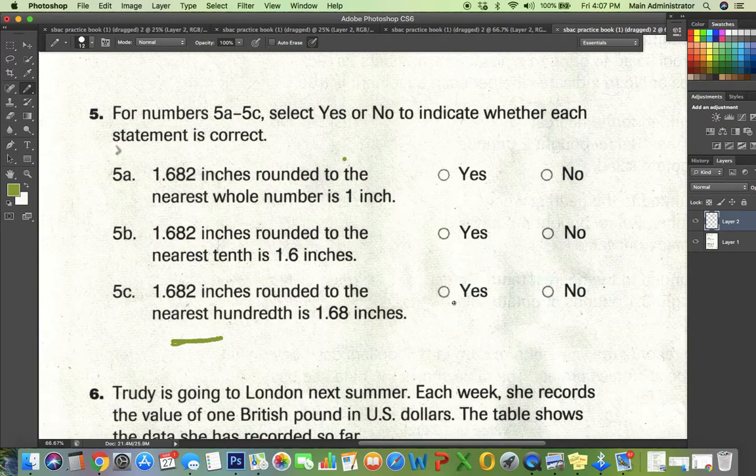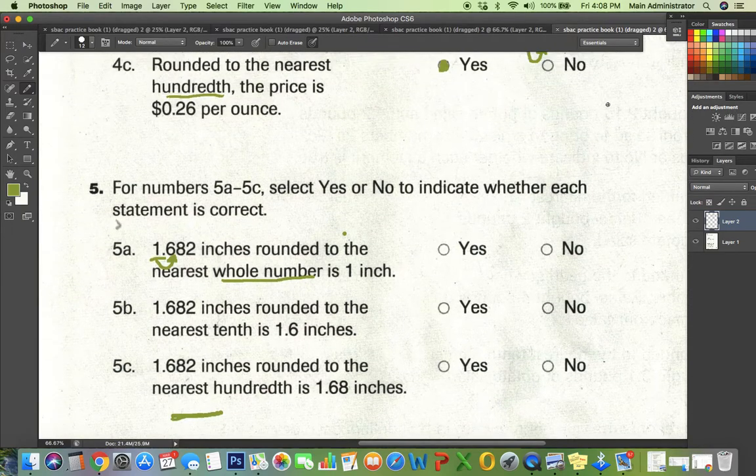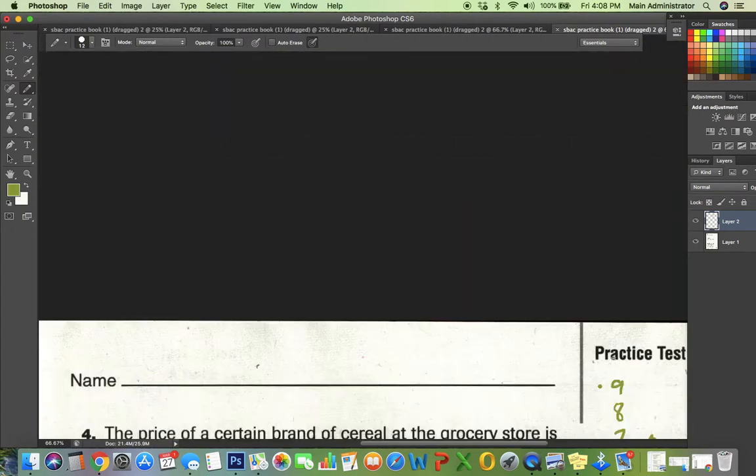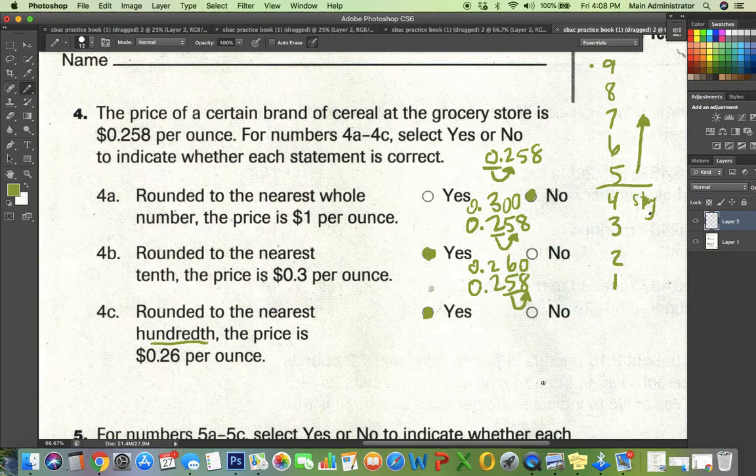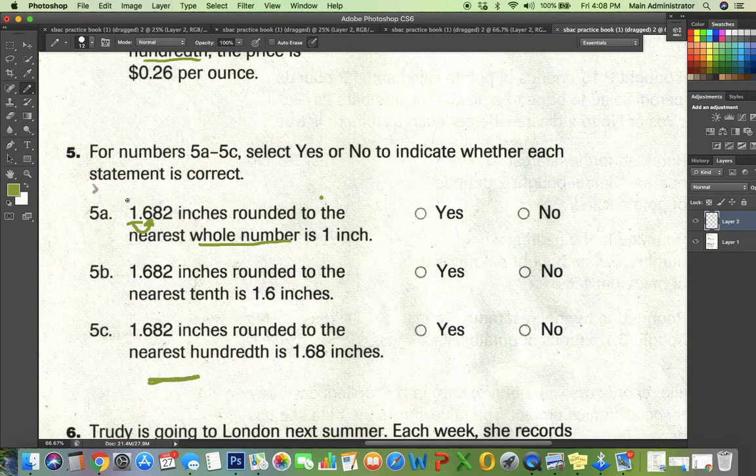For numbers 5a through 5c, select yes or no to indicate whether each statement is true. 1 and 682 thousandths inches rounded to the nearest whole number is 1. All right, let me underline the whole number. Again, the number to the right tells the 1 what to do. I see 6 is in the bump up category. So I'm going to take this 1 and bump it up. It gets bumped to a 2 and everything else becomes a 0. Does it round to 1? No, it rounds to 2. So that's incorrect.